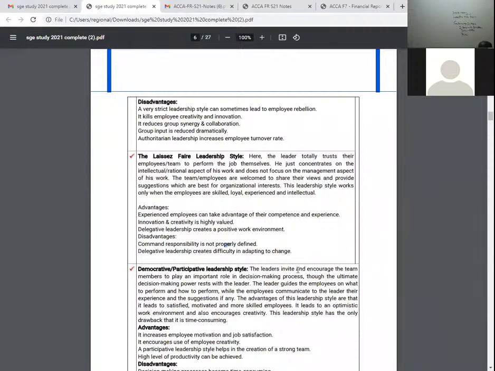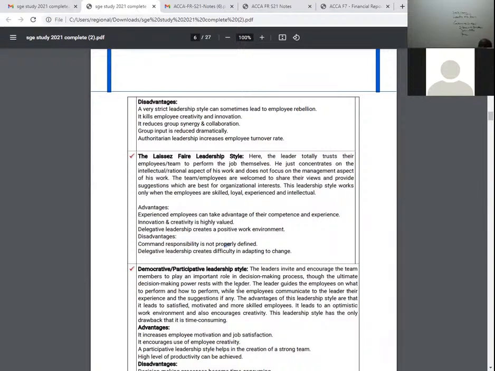Then we have the democratic participative leadership style. The leaders here invite and encourage the team members to play an important role in the decision-making process, though the ultimate decision-making power rests with the leader. Right? So this is the same as the consultative model under Ashridge. Right? We are consulting, we are asking questions, we're involving these guys. But at the end of the day, we know it is us as leaders who have the final say.